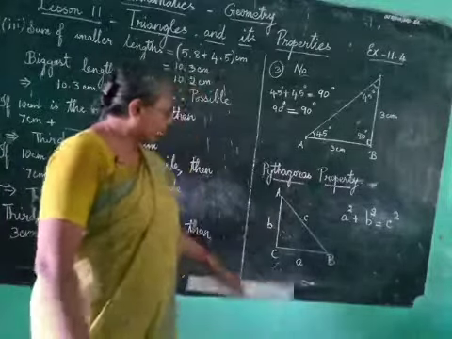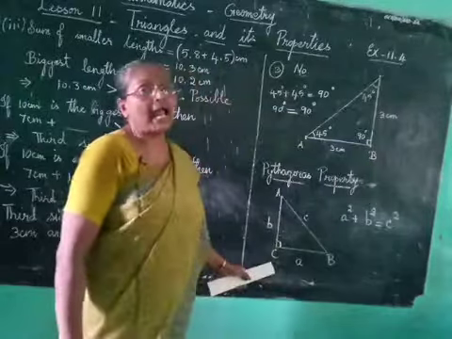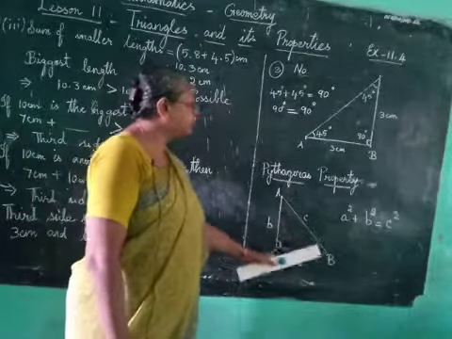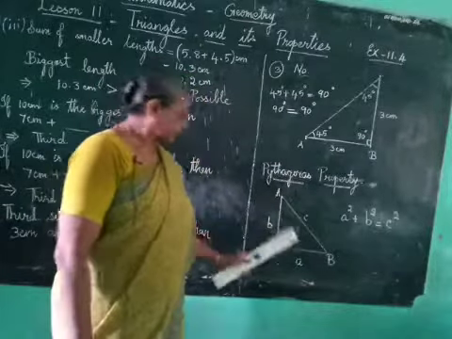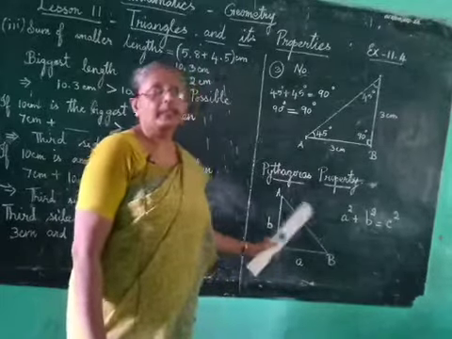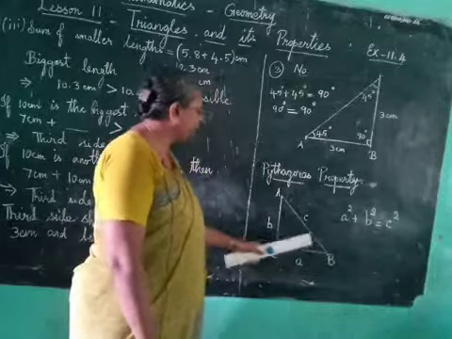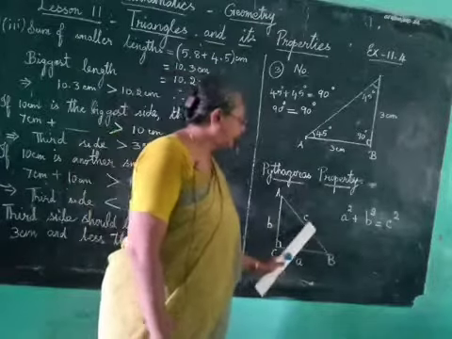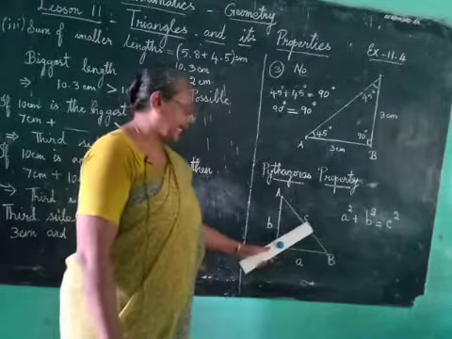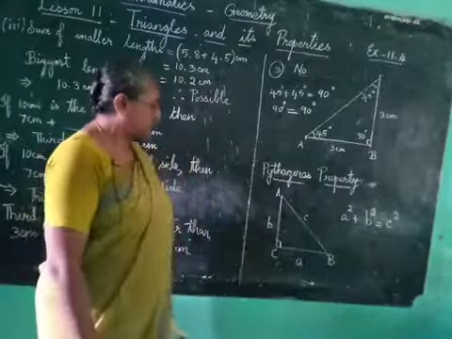If we take a right-angled triangle ABC, right-angled at C, and I have named the sides opposite to each vertex as side a, side b and side c. In triangle ABC, we have taken this as side a, this as side b, and this as side c. The side opposite to the right angle is called the hypotenuse.